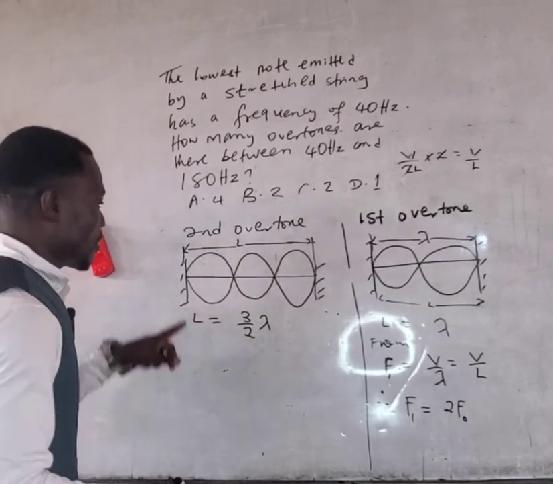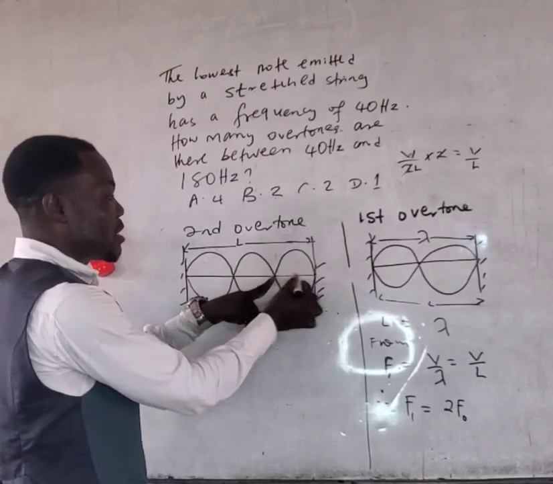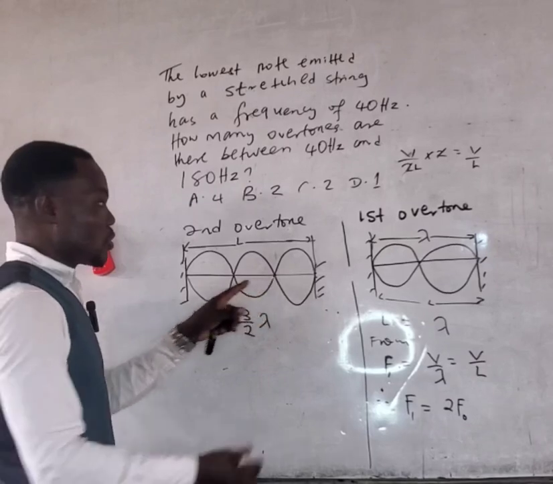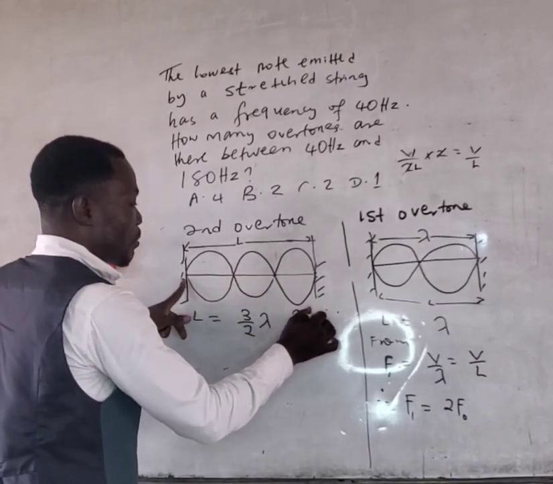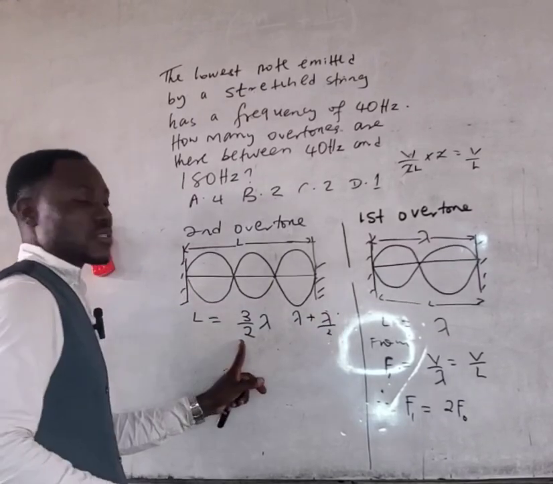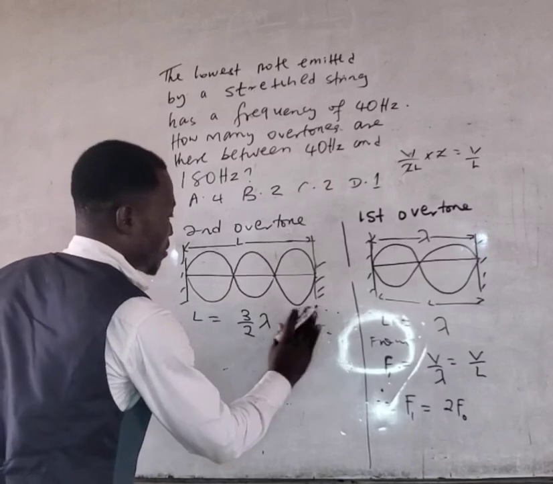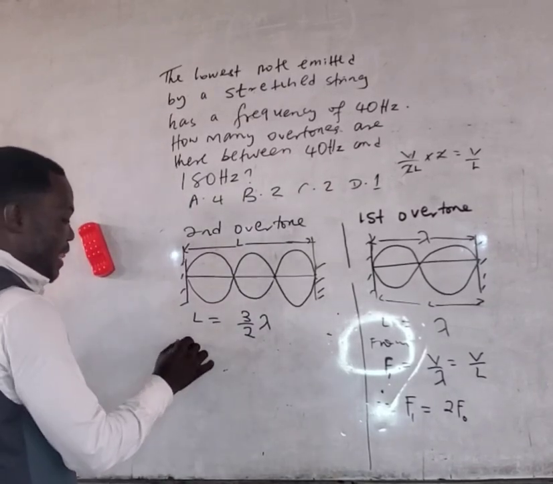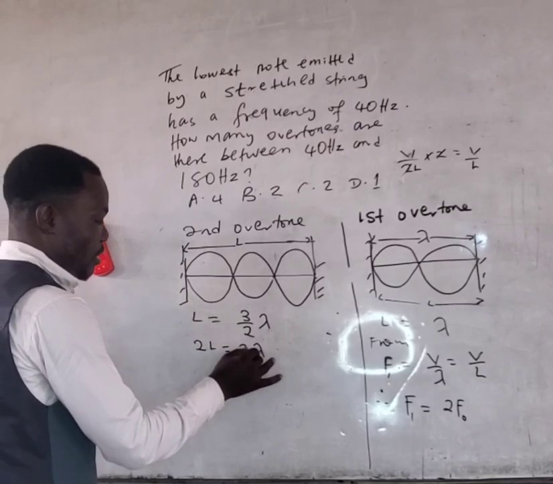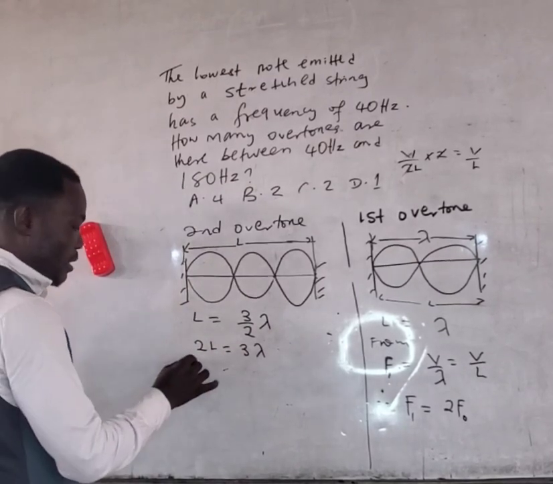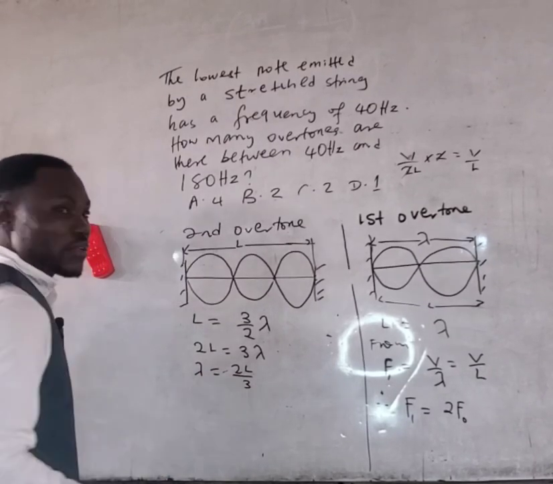Please don't get confused. From here to here is 1 cycle, which represents 1 wavelength, and this one is half of a cycle. So the total is 1 wavelength plus half, and that is this. I hope you are with me. All right. So if you make lambda the subject, 2L is equal to 3 lambda. So lambda is 2L all over 3.